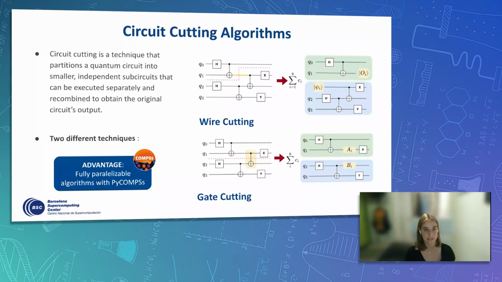Basically, they are techniques that partition quantum circuits into smaller independent subcircuits that can be executed separately and then recombined to obtain the original circuit output. In this case, we're able to reconstruct the expected value of the original circuit. So if we have a 10 qubit circuit, we want to calculate the expected value. We can apply circuit cutting, measure smaller circuits, and then recombine and obtain the original circuit expected value.